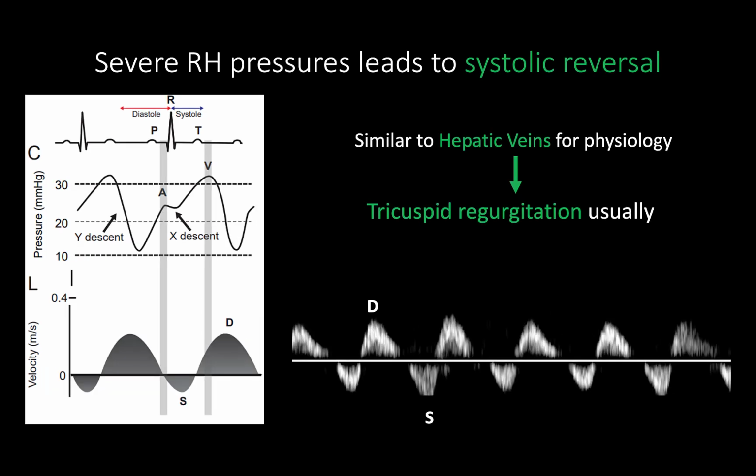Severe right heart pressure elevations can lead to a similar picture as in the hepatic veins. In this situation, there is interruption of forward flow and then reversal during systole. Generally, this is associated with tricuspid regurgitation, but it has also been observed in its absence. The physiopathology is not completely clear, but this may be related to the transmission of pressure through a closed tricuspid valve in a non-compliant and high-pressure right atrium.